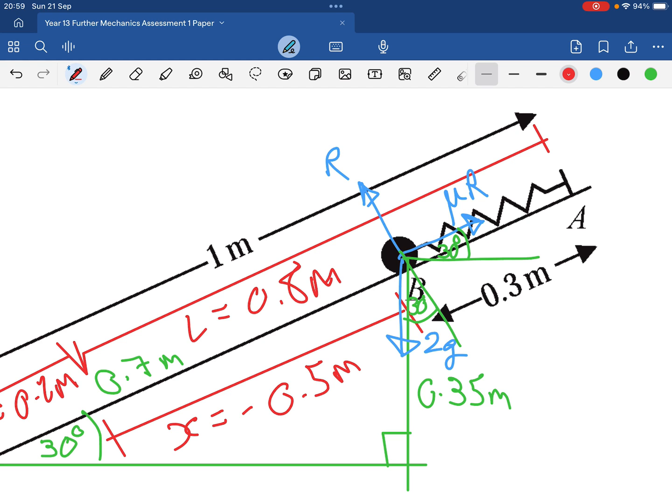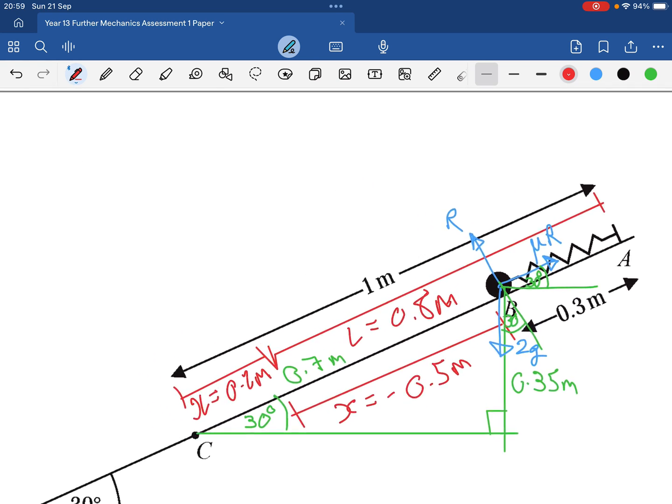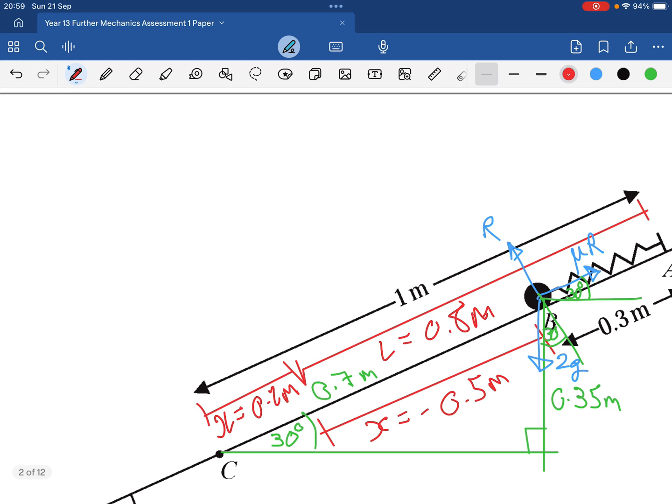So our first actual bit of maths to do here is we're going to resolve perpendicular to the slope. So I'm going to consider forces going in this direction. And the reason you should go perpendicular to the slope is then you can take out the mu R from having any effect when you go perpendicular or parallel.